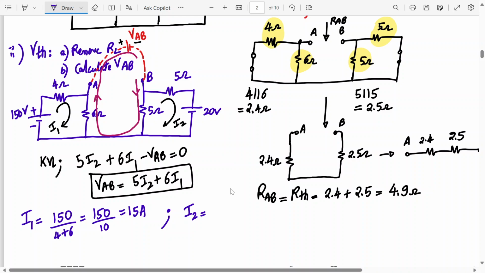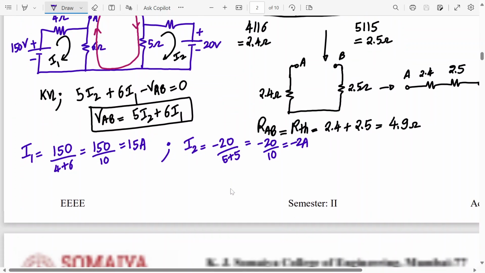But what is the starting point? So here we are going from, remember, plus to minus. Here is where students make mistakes. So when you go from plus to minus, it will be minus 20 divided by 5 plus 5. Is it correct? That will be minus 20 upon 10. That will be minus 2. Absolutely correct. Got it? So do not make the mistake of plus or minus.